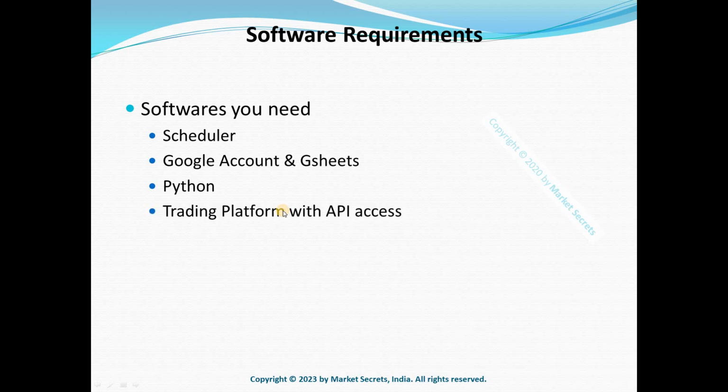And lastly, a trading platform which provides or exposes the APIs for the public use. This API part is critical because only with that you will be able to trigger the trades. So a proper trading platform with an exposure towards APIs is very much necessary.